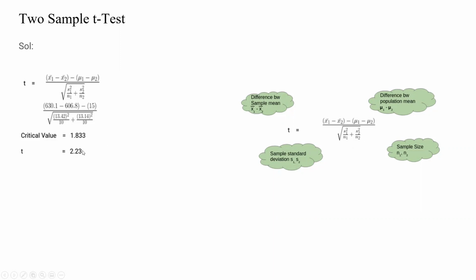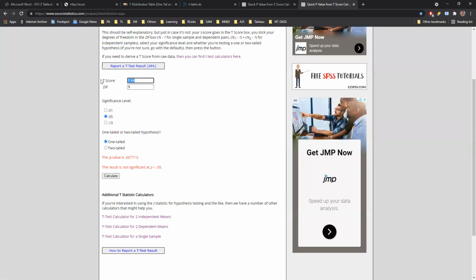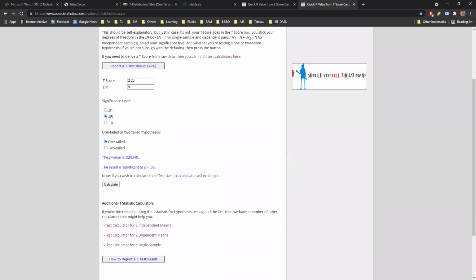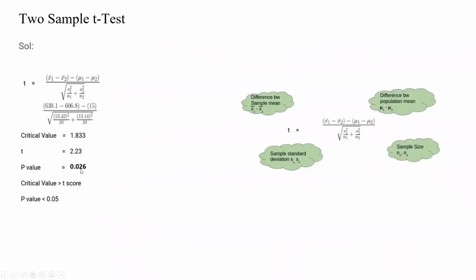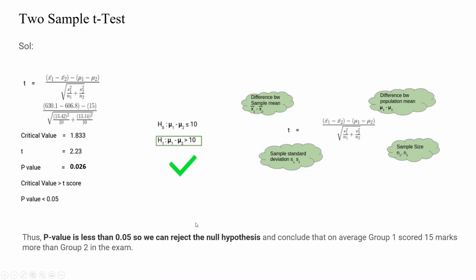And from this sample, we are getting that our t-value is 2.223. So we'll go ahead and calculate our p-value again for this 2.223. My degrees of freedom is 9, significance is 0.05, one-tailed, and I get my p-value to be 0.026. So I'll come back here. My p-value is 0.026, which is less than my level of significance. So I'll go ahead and say that we can reject the null hypothesis and conclude that my alternate hypothesis is true.